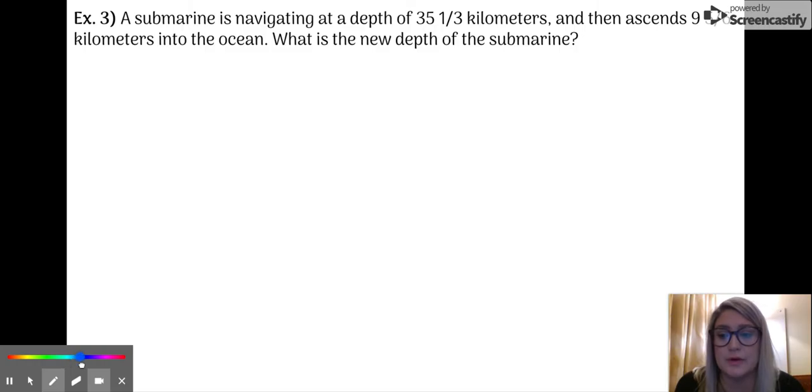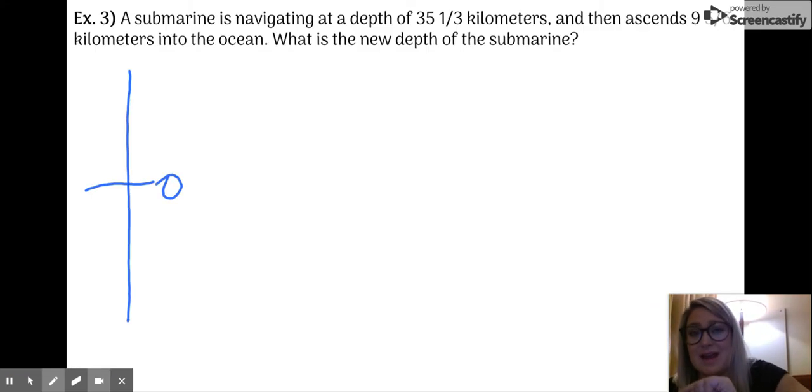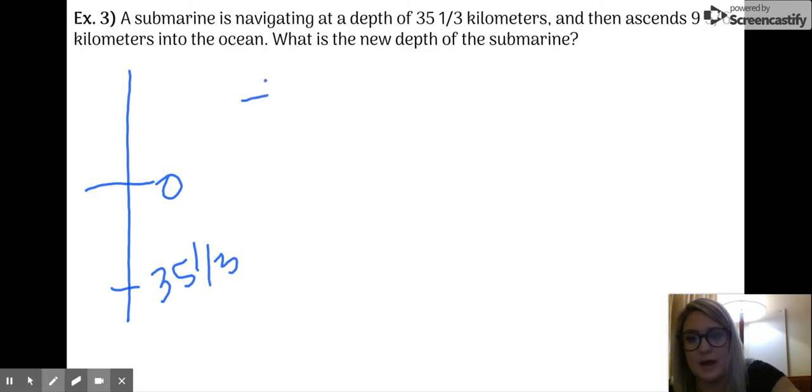Okay, so here is our third example. This one is about a submarine, so we're kind of changing gears here. It says a submarine is navigating at a depth of 35 1/3 kilometers. And if we think about a submarine, here's the water, right? 0 is sea level. If it's navigating at 35 1/3 kilometers, that's below sea level. So we're going to use a negative to represent that 35 1/3.